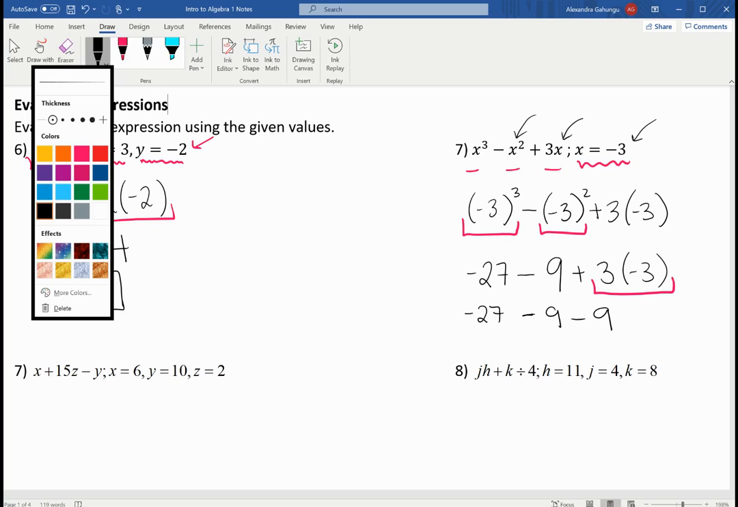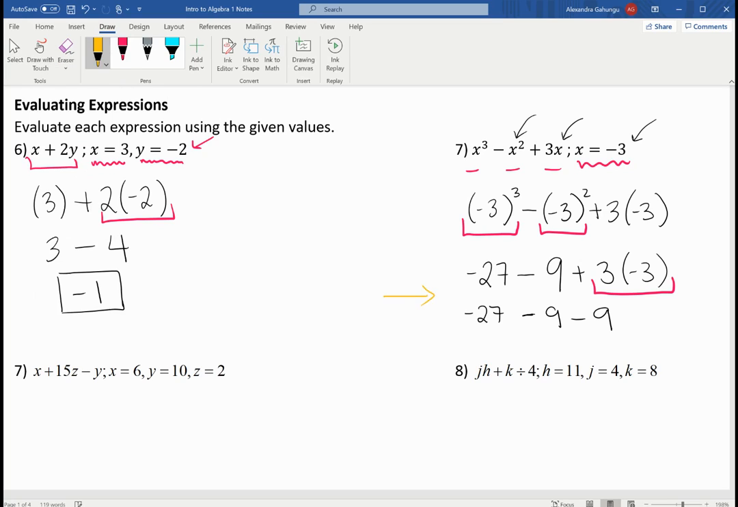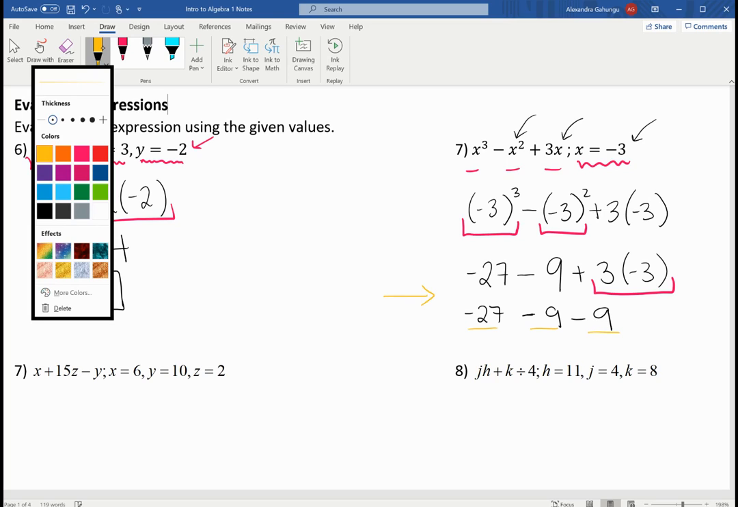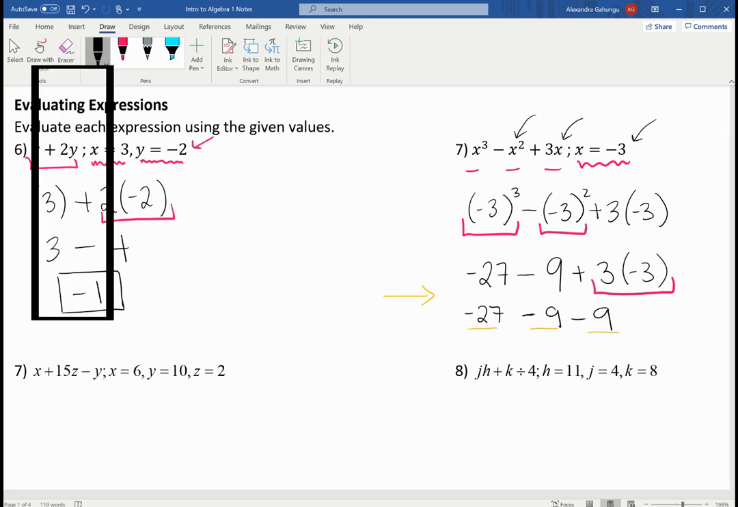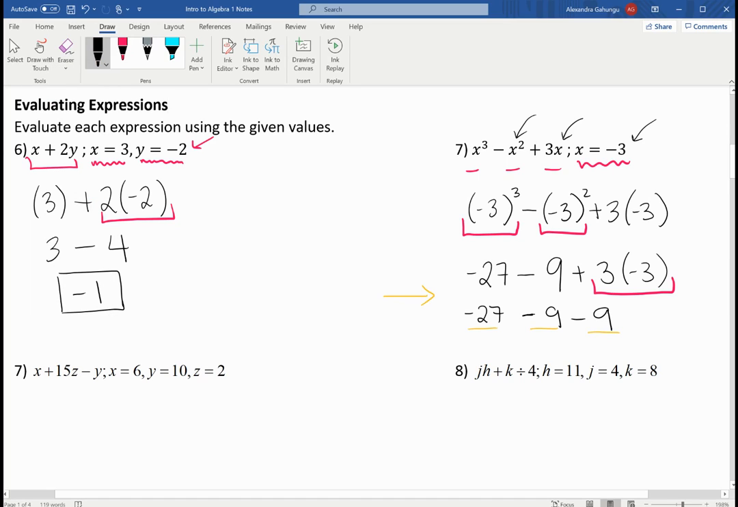So now our order of operations tells us to move from left to right. So I start at -27, minus 9, and then minus 9 more. So I'm just going more negative. And -27 minus 9 is -36 minus 9. And that gives me -45. So I was able to evaluate my expression there.